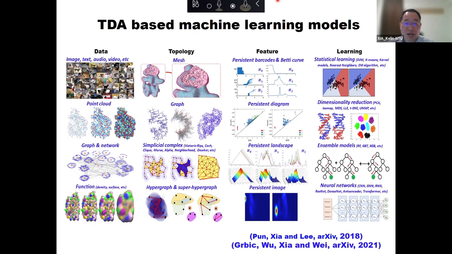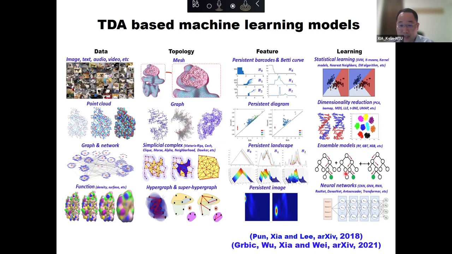Now we jump to another thing. What we do is the TDA-based learning models. So again, as we said previously, TDA can help generate a lot of these features. And then these features can be input into learning models. Again, we have various data, you can have different ways of simplicial complex generation or topology generation. And then you can use the barcode representation or the persistent image, and so on and so forth, and then combine with learning models.